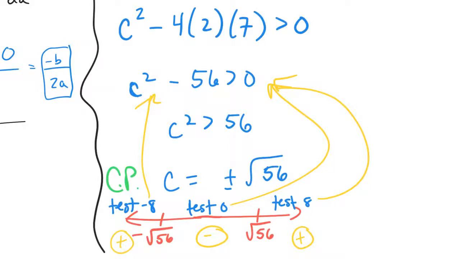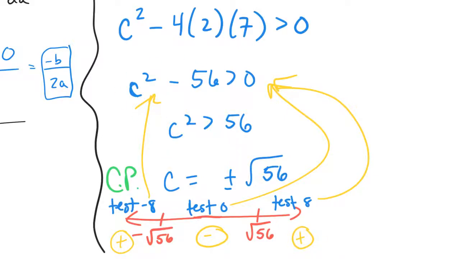So based on my C value, my discriminant will change. When the value of C is greater than 56, the discriminant is positive. When the value of C is between negative 56 and 56, the discriminant is negative. When the value of C is less than negative 56, the discriminant is positive. These signs are telling me about my discriminant, because up top, C squared minus 56 is the discriminant. This came from this, and this was your discriminant. So these three symbols are really coming from the discriminant.